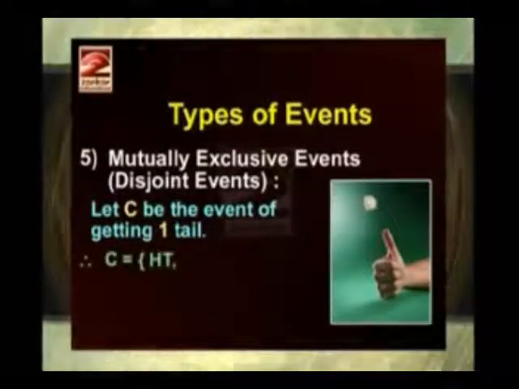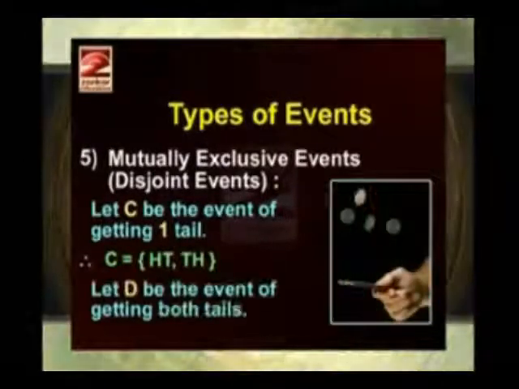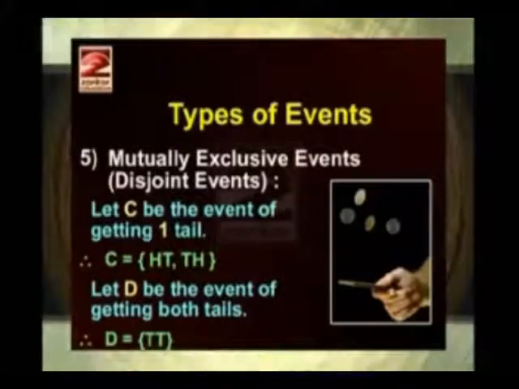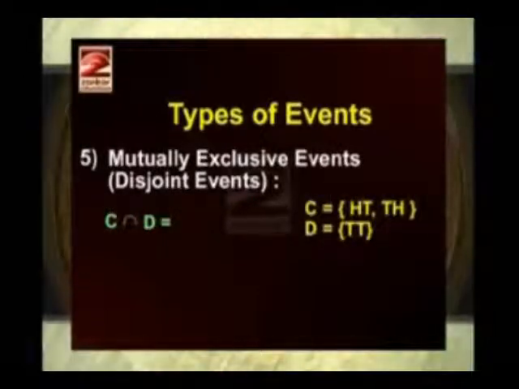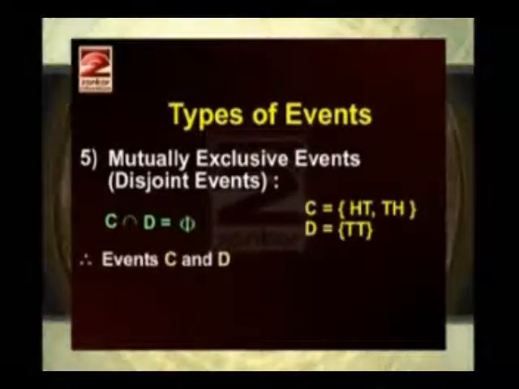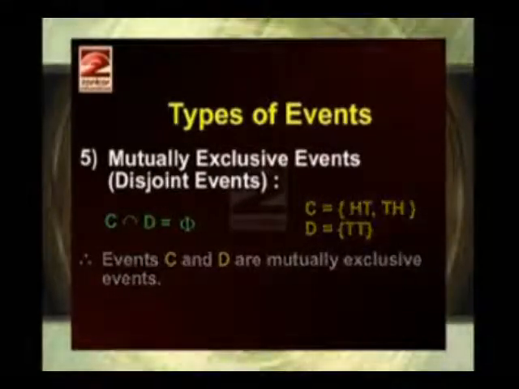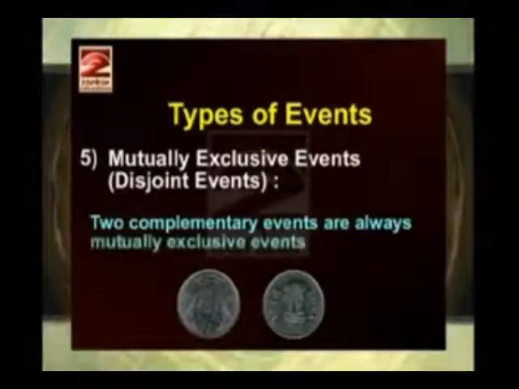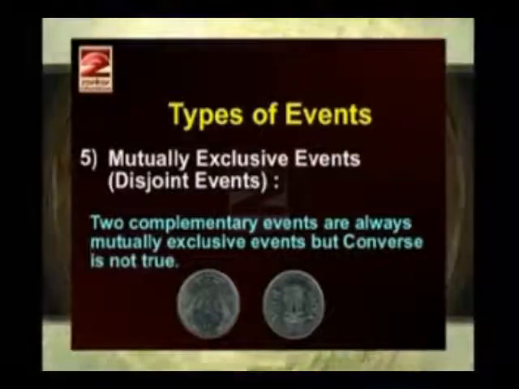Therefore C is equal to {HT, TH}. And D be the event of getting both tails, so D is equal to {TT}. Now C intersection D is equal to the null set, and therefore the events C and D are mutually exclusive events. Remember, two complementary events are always mutually exclusive events, but the converse is not true.